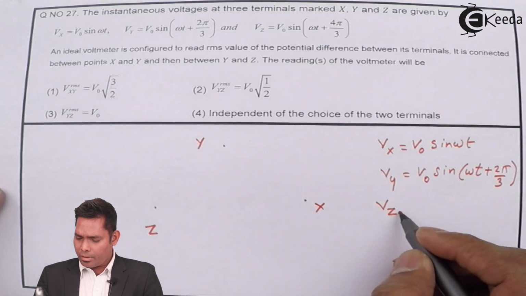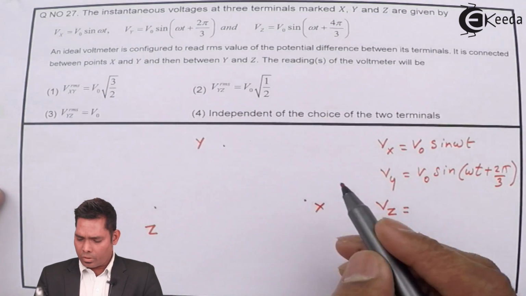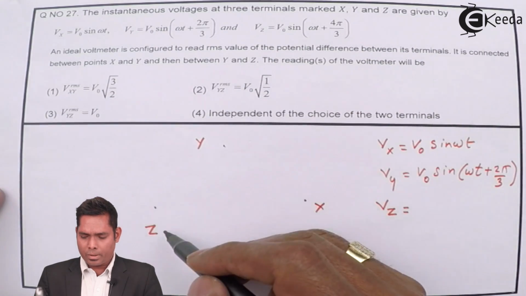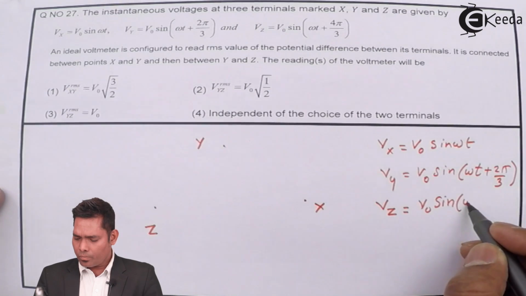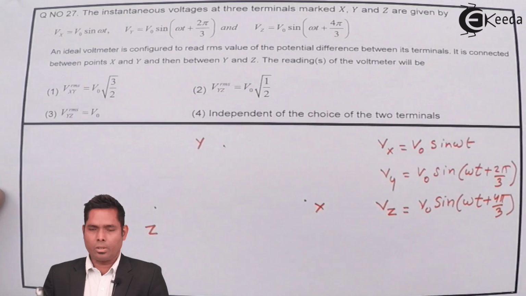And the voltage of Z is leading the voltage of X by 4 pi by 3 and this by 2 pi by 3. So this is V naught sine of omega t plus 4 pi by 3.